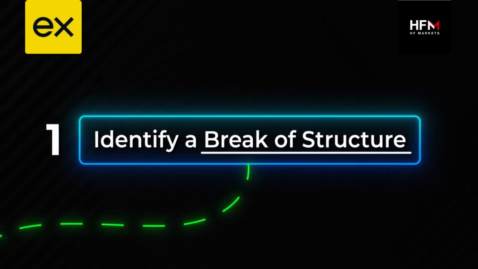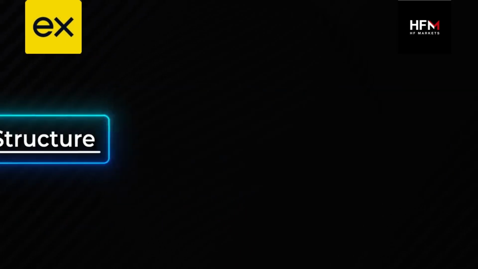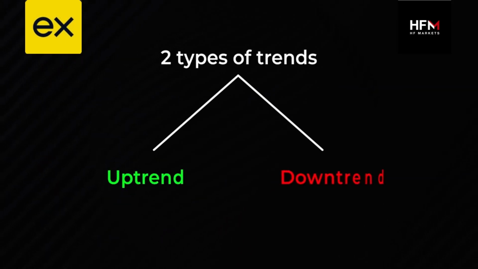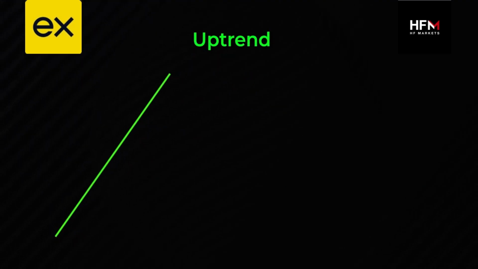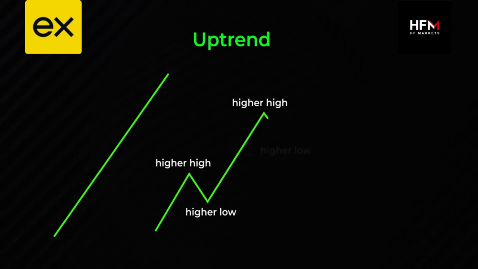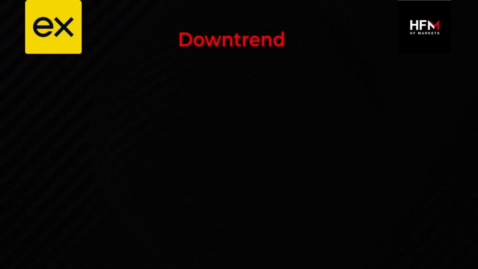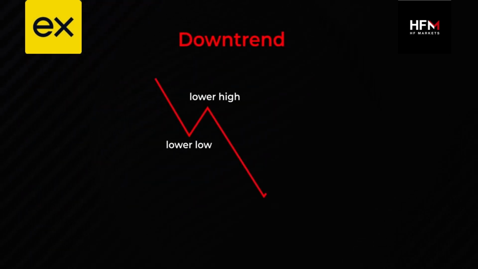To do this, we first need to understand how trends actually form. So we all know there are 2 types of trends in the market, uptrends and downtrends. Let's take an uptrend, for example. During an uptrend, the market rarely moves straight up. Instead, it moves in a structured way, forming what's called higher highs and higher lows. On the flip side, during a downtrend, the structure you'll find is price forming lower highs and lower lows.